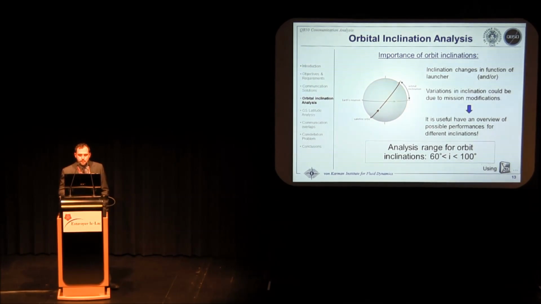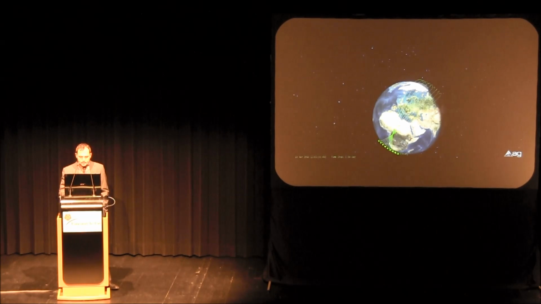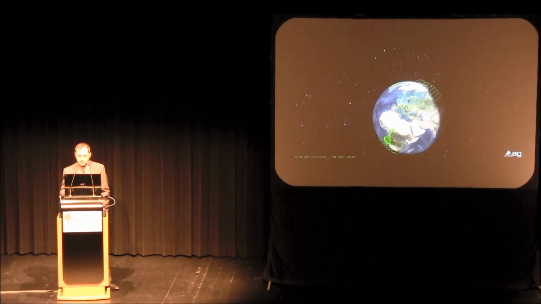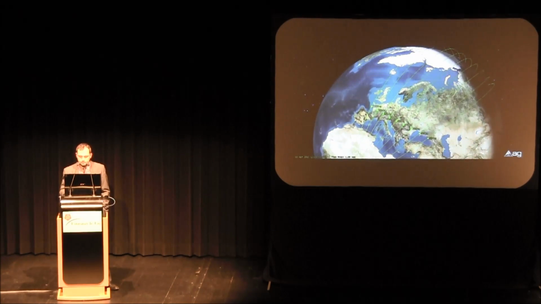Always in the one-to-one problem, I evaluated the importance of the orbit inclination, because if we change launcher, or if there are some mission modification, it is useful to have a general review of the possible communication performances. So using STK software, I evaluated the communication behavior for different inclinations between 60 degrees and 100 degrees, assuming to have only one ground station at VKI.